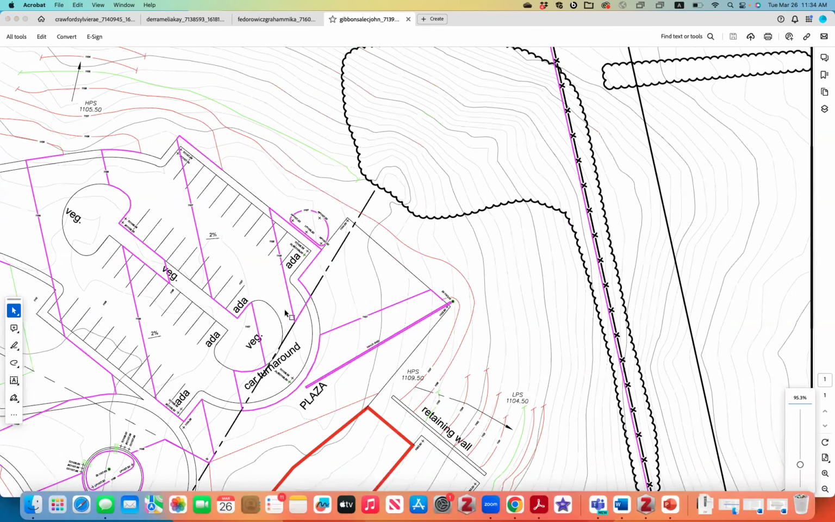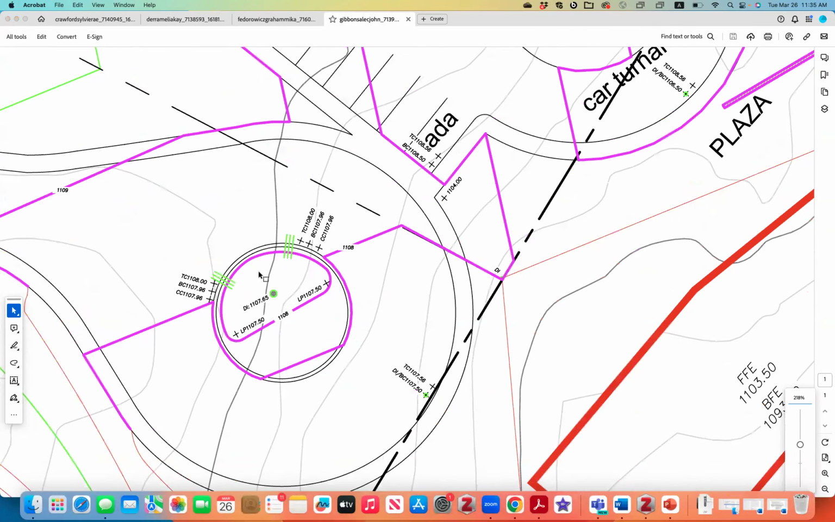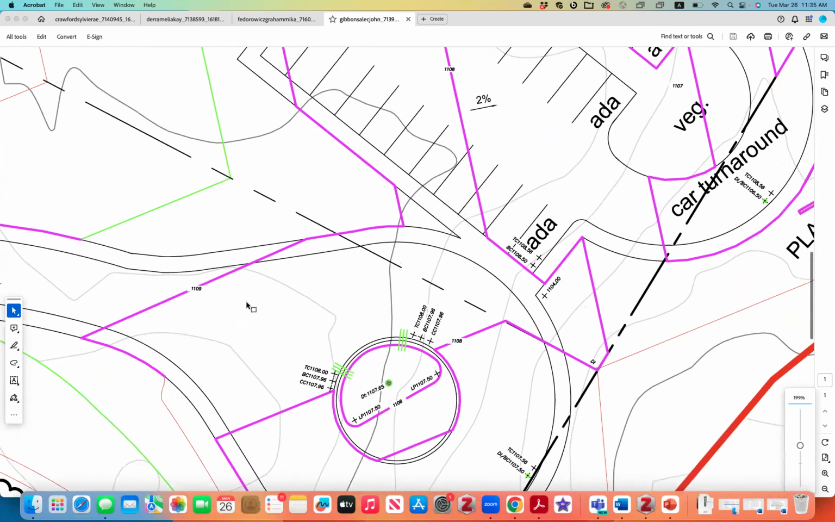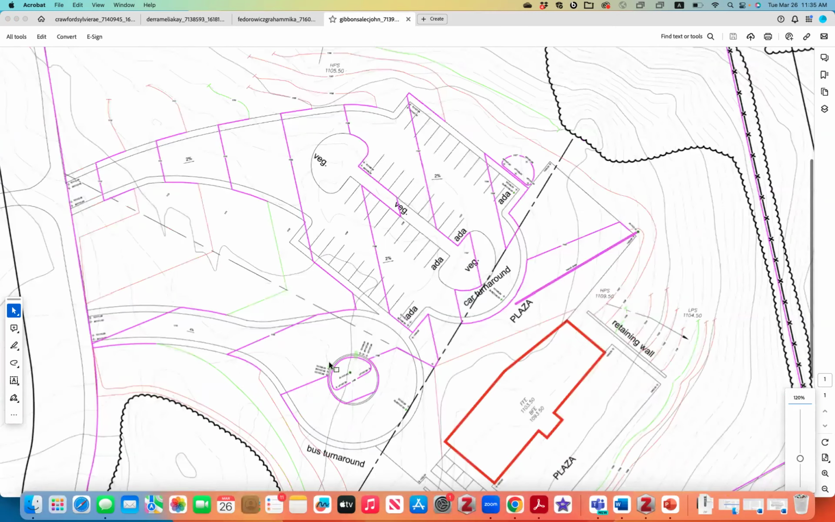Let's see, we have a second one over here. So you have a 1108 contour. Is this correct?